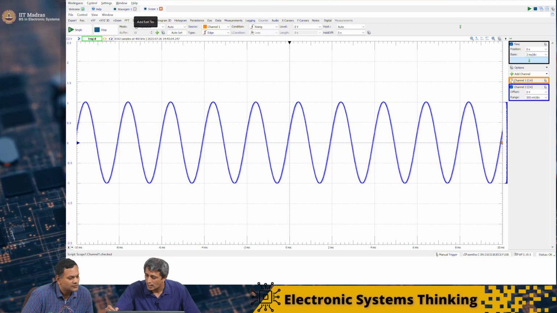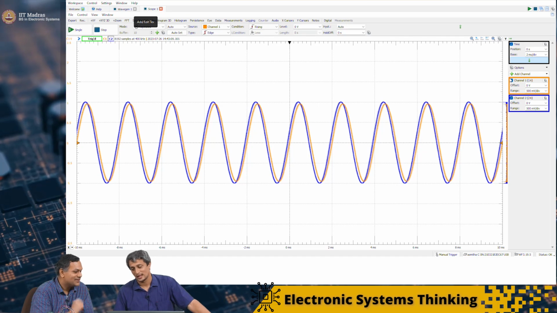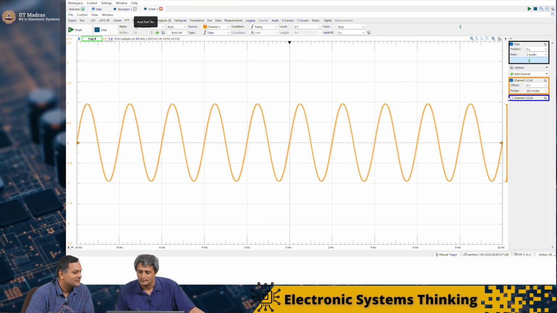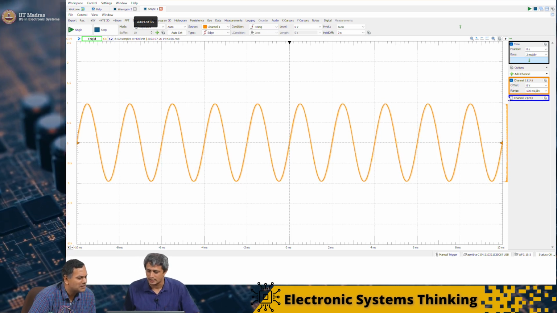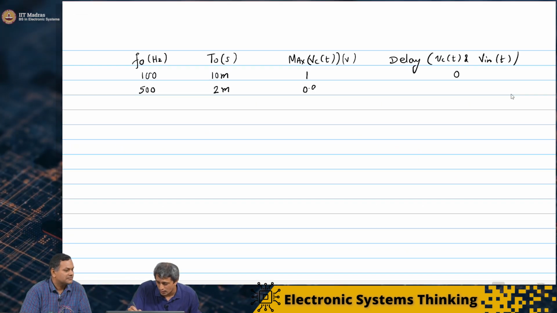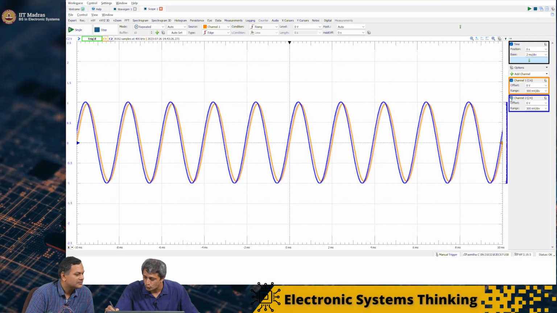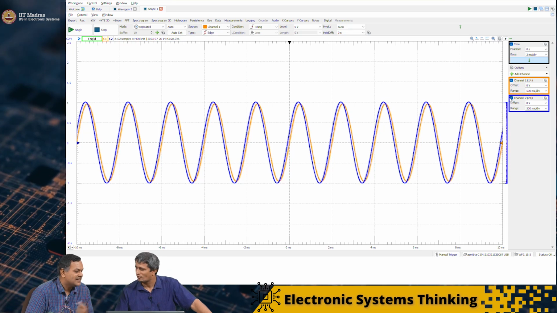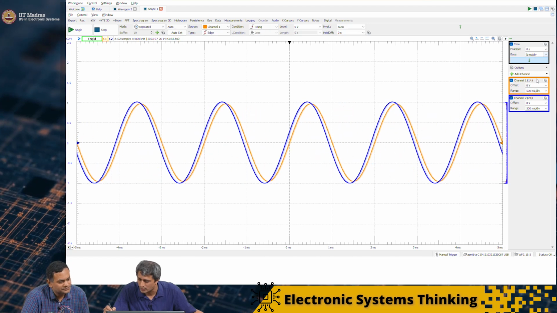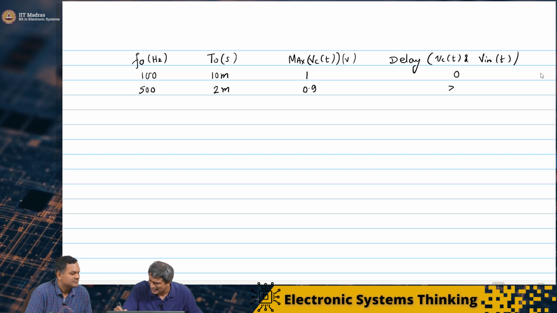So now we look at the output. I can already see that the output peak value is not at 1 volt. It is slightly smaller. If I turn off the input and focus only on the orange one here, maybe 0.9 volt. The delay between the two, you can sort of see the zero crossing, is small. In fact, if I make this further smaller, you can see it more evidently. So I will say slightly greater than 0 for now.